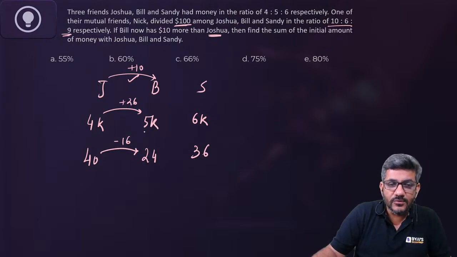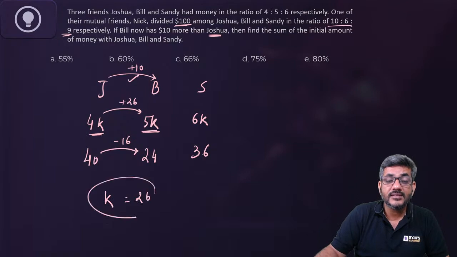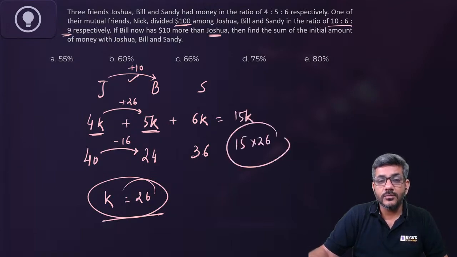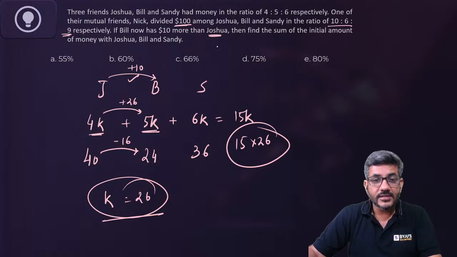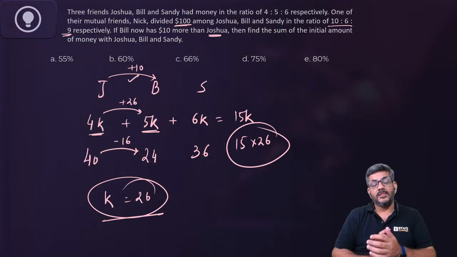So if 26 more is 5K minus 4K, that means K is 26. And if K is 26, what was the initial money with them? 4K plus 5K plus 6K, that is 15K. और K को 26 रख दोगे, my answer would be $390. So $390, ये options गलत हैं. $390 is the right answer for this question.